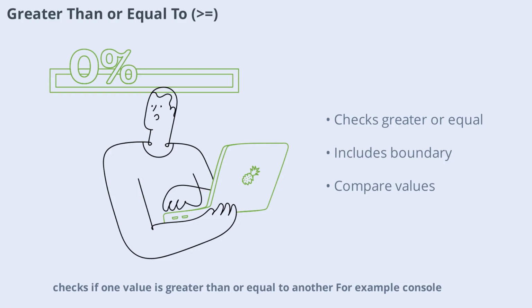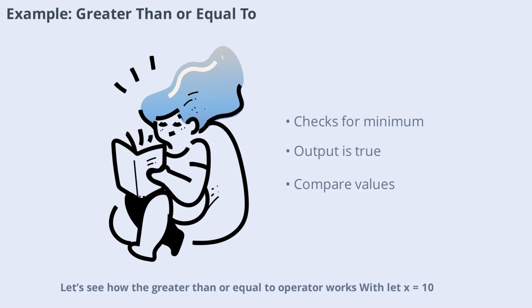For example, console.log(x >= y) will return true if x is greater than or equal to y. This operator is useful when you want to include the boundary value in your comparison, such as checking if someone is old enough or if a score meets the minimum requirement. Let's see how the greater than or equal to operator works.